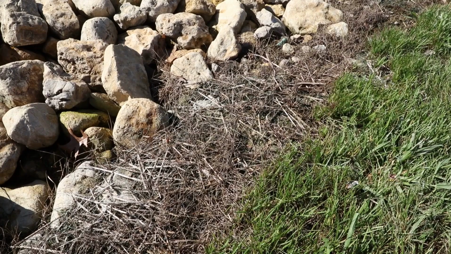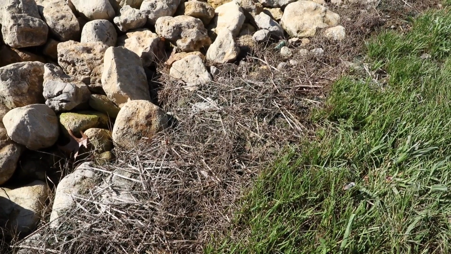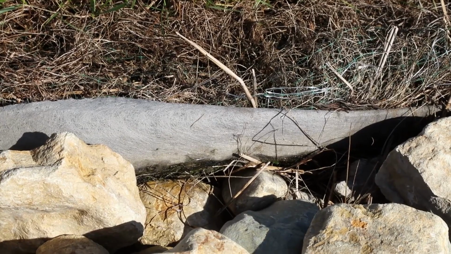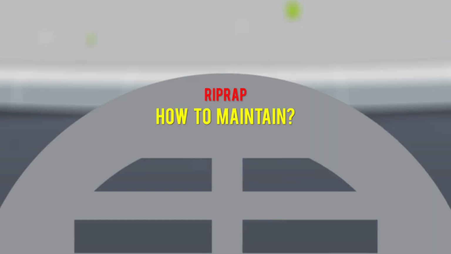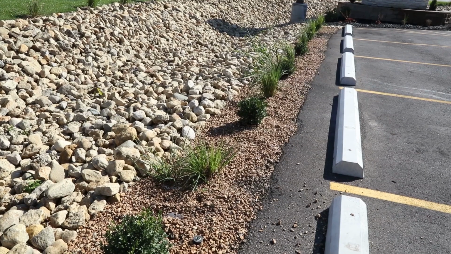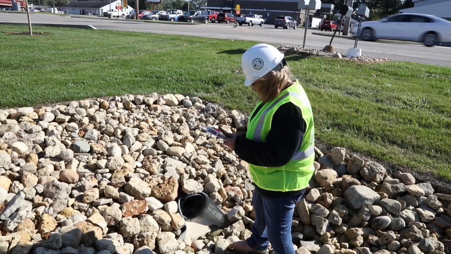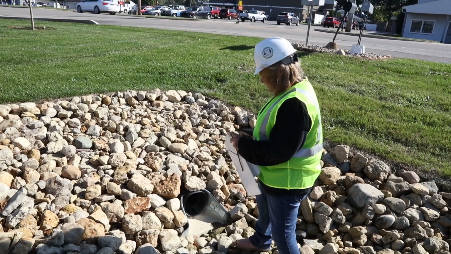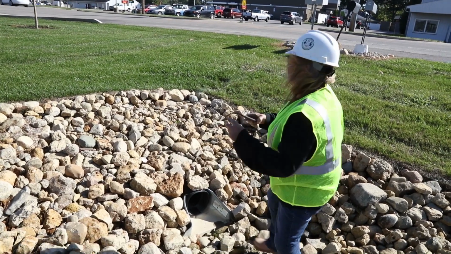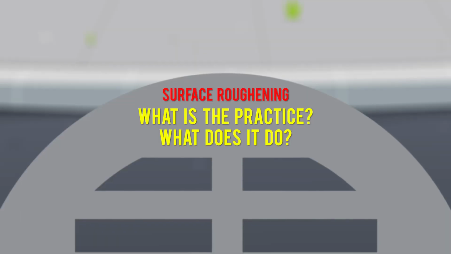How to install. Construct as shown in construction plans, preparing subgrade, placing bedding material, and then placing appropriately sized riprap. How to maintain. Properly designed and installed riprap usually requires very little maintenance. How to inspect. Inspectors should check for displacement of riprap material, slumping, and erosion along the edges, especially on the downslope side.